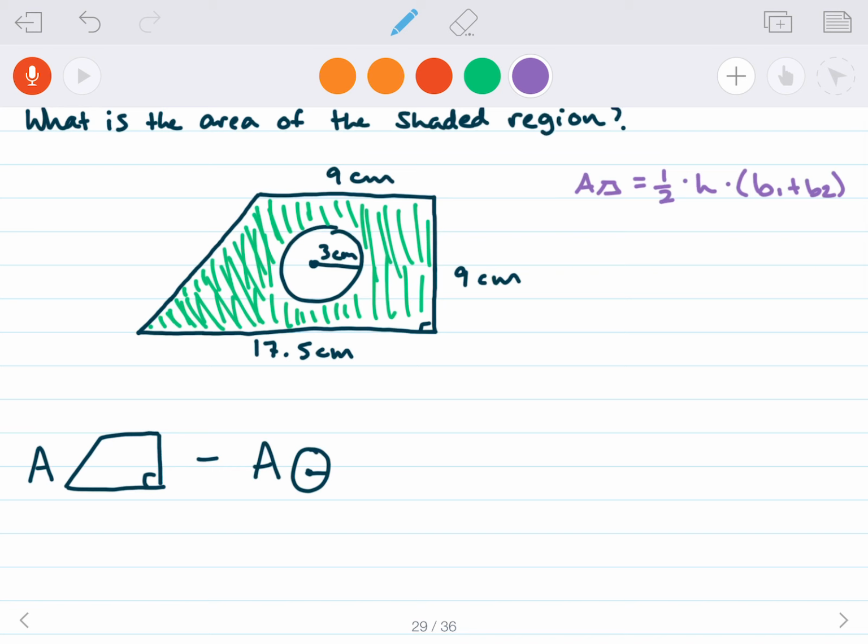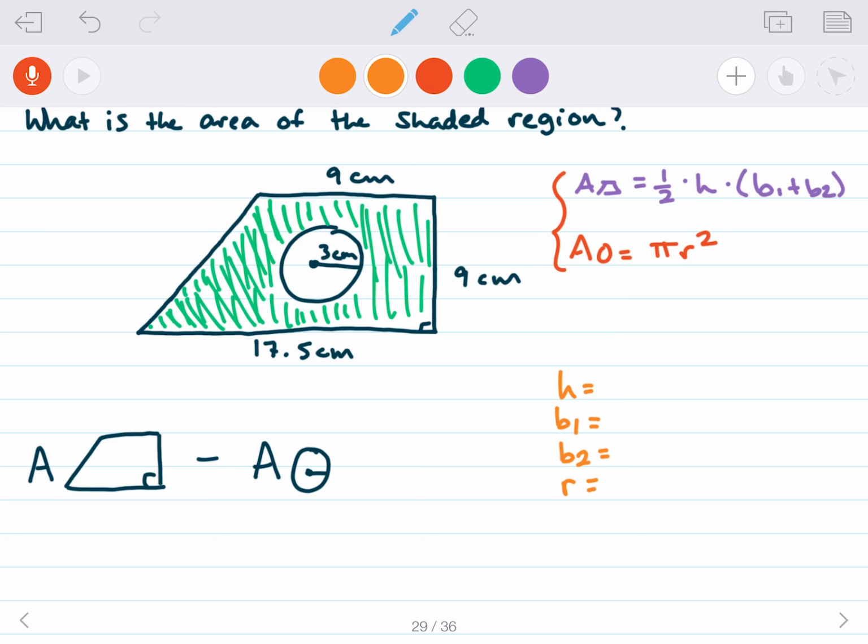Okay. The area of the circle is going to be pi r squared. Okay, so these are the two formulas we need to know. Now, let's go ahead and figure this out. We need to know what h is, b1, b2, and r, and then we're golden.